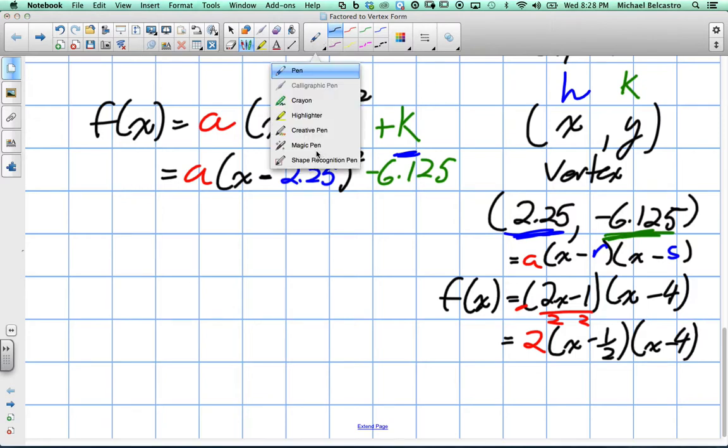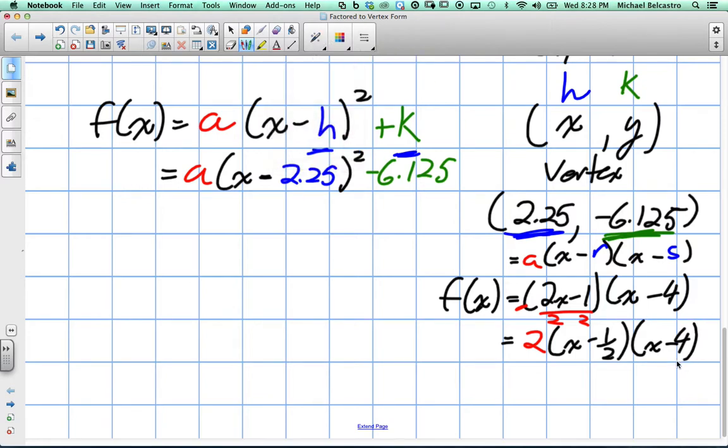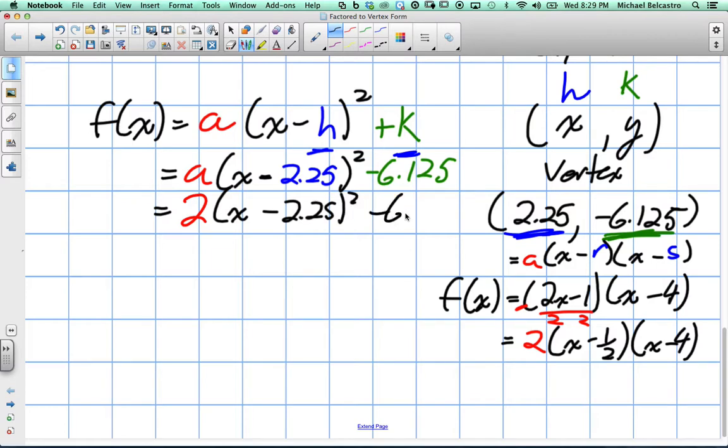If you remember, our x-intercepts were positive 4 and positive 1/2. When looking at it this way, it's really easy to see our x-intercepts, okay? It was a little harder in this version because we had a coefficient in front of 2. Once we factor that out, that is our a value, that number 2. So y equals 2, and then we still have our x minus 2.25. Should have written that in blue. Squared minus 6.125.